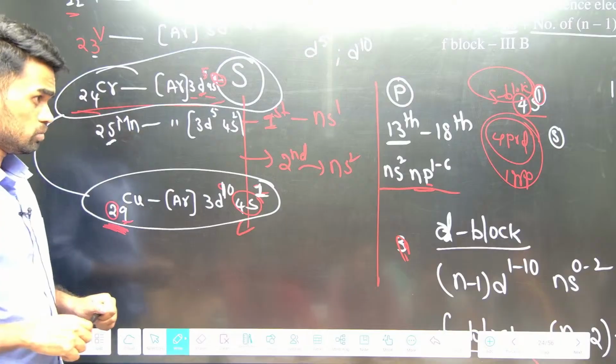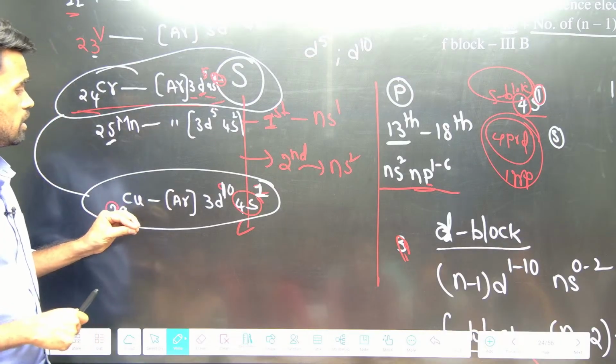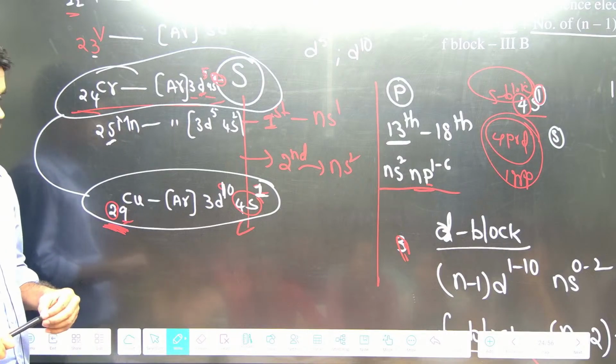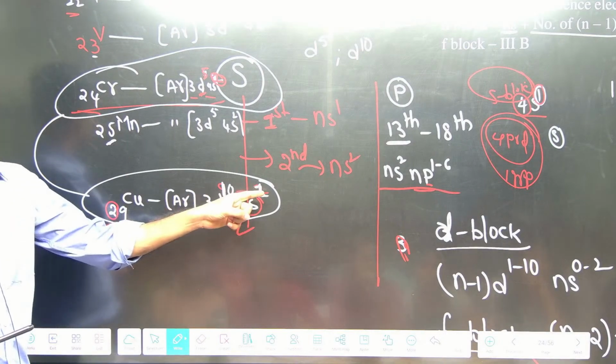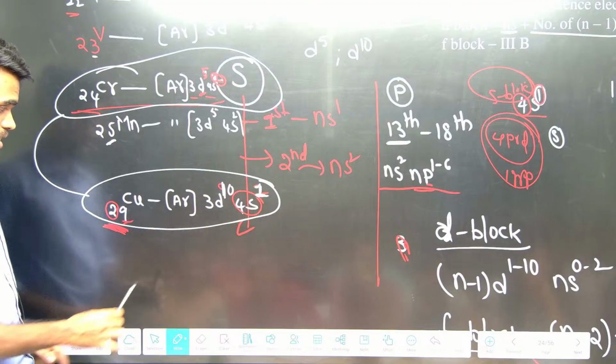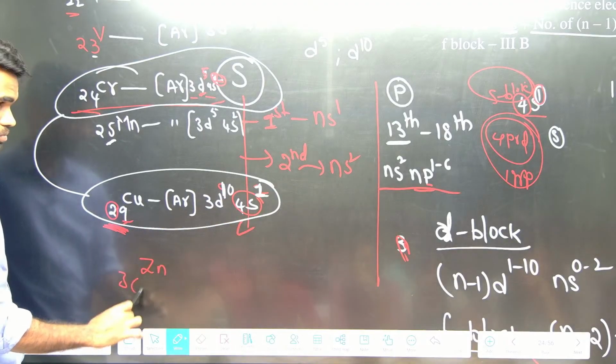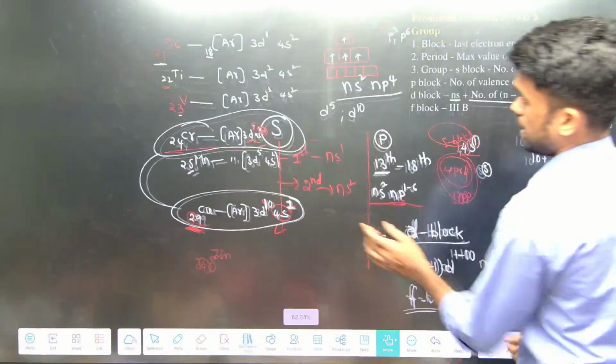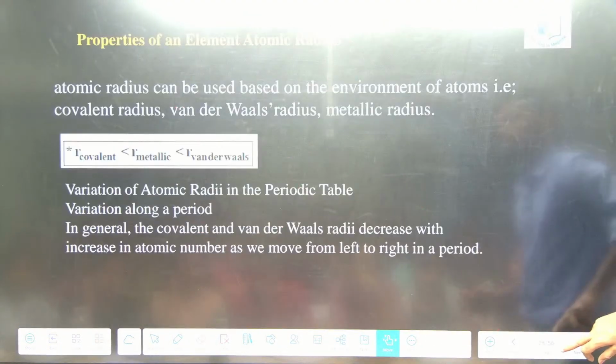Okay. So now here what is the group number of copper if I ask? 10 plus 1, 11. Next who is next? Zinc, 30. Okay, like that. This is about the identification of things in the periodic table.